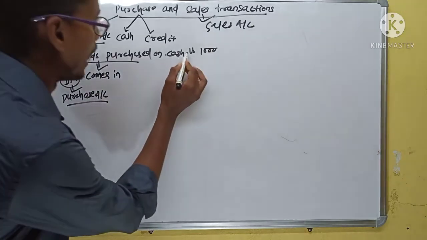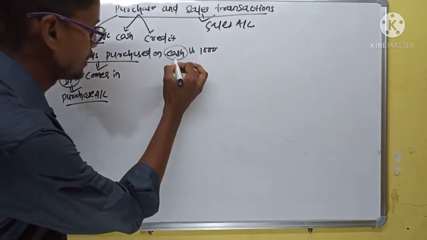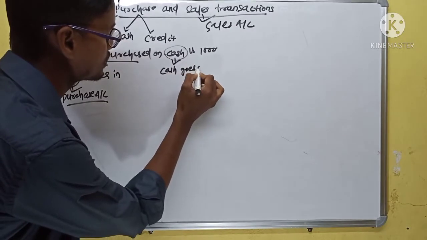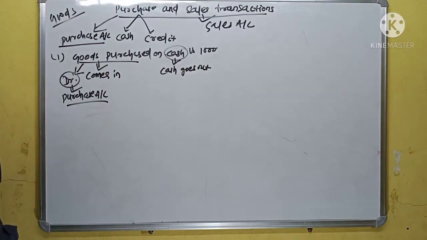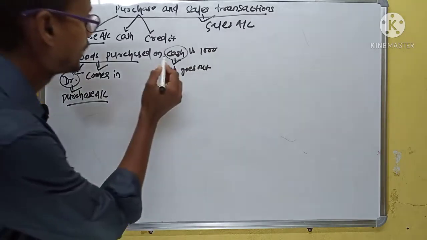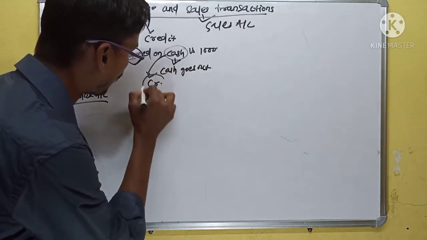And another account involved is cash. Cash is the nature of a real account. Here cash goes out. Debit what comes in and credit what goes out. So we credit the cash account.